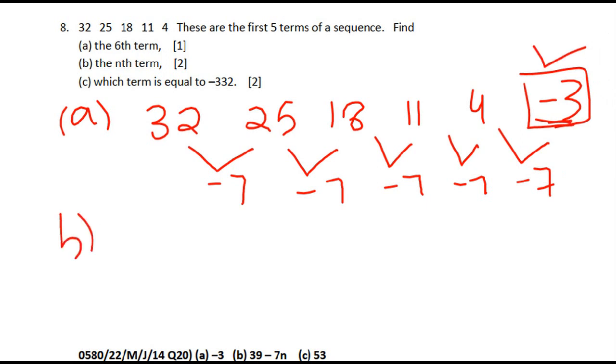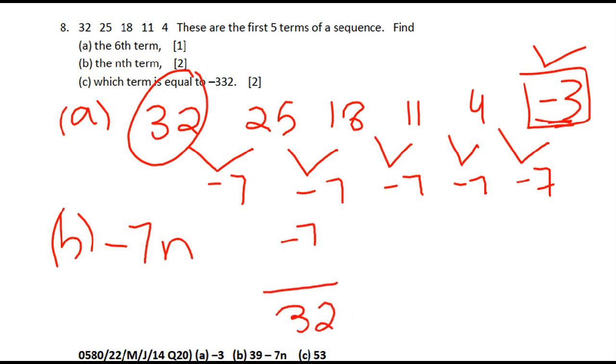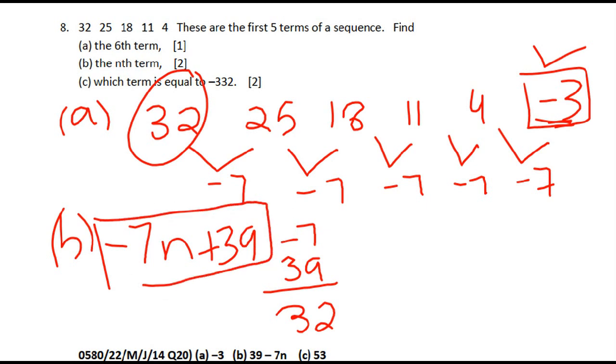Part B, find the nth term. So for the nth term, I'm using the direct method. I write minus 7n. When I substitute n equals 1, my first term is minus 7, whereas the actual first term needs to be 32. What do I need to add to minus 7 to get 32? That is 39. So I write plus 39 here. Or use the formula again, which is the first term plus d, which is minus 7, times (n minus 1). Open the bracket, simplify, you'll get the same answer.